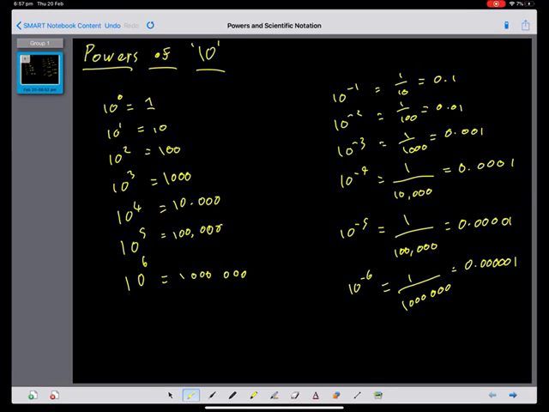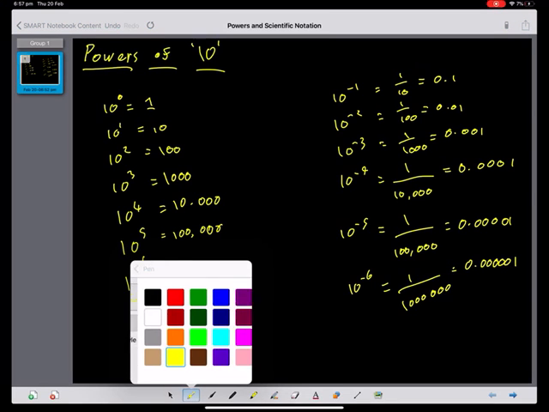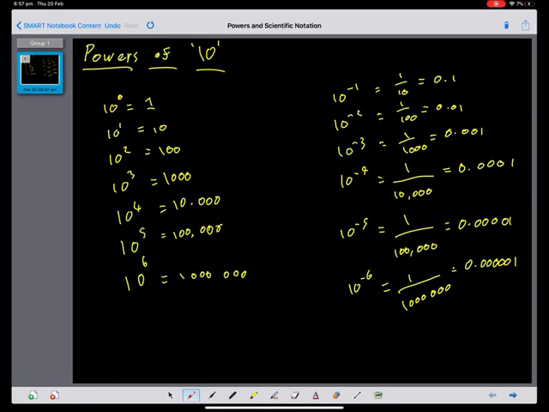Let's look at powers of 10. So you should be familiar with working in base 10. When we're doing powers, we refer to this as the base and this as the power. And to get to 10 squared, which is 10 times 10, which is equal to 100.